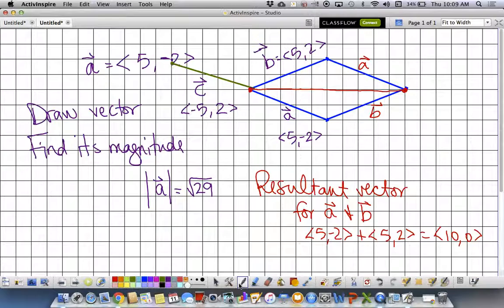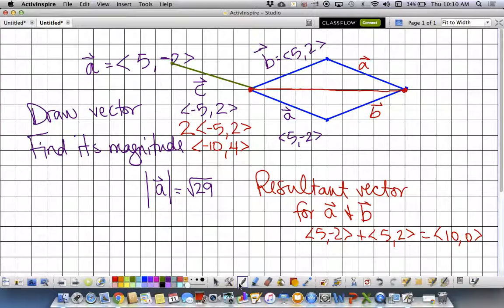Meaning, can I double the length of a vector? Yes, I can. If I wanted to double the length of C, you double the X and you double the Y. So if we wanted to say 2 times vector C, it would be -10, +4. And we can just double the length of it.